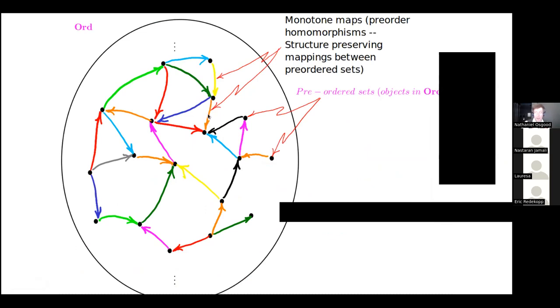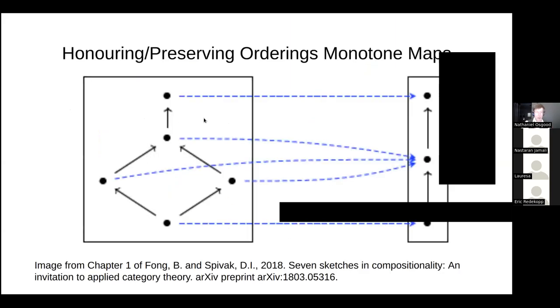If this is some particular poset, and this is a particular structure preserving map, one of the morphisms between them. In general, there'll be many that map it, right? Here, this one could have mapped this one up to here, right? And still honored this structure. Do you agree with that?